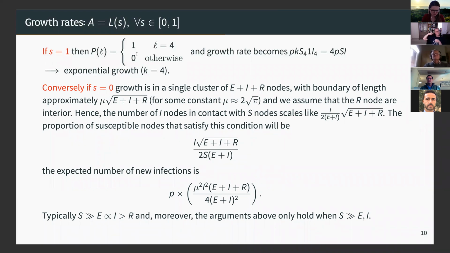Now, however, if we think about the lattice case, so now spread on the torus, we start with a single infected node and a single infected cluster. So all of the infected nodes are in one area. So we've got a cluster of all of the nodes that are either exposed, infected, or removed.